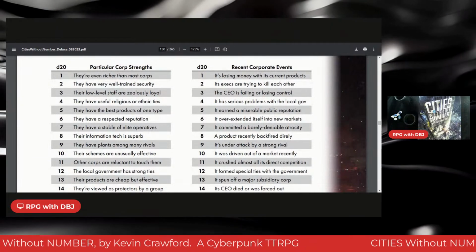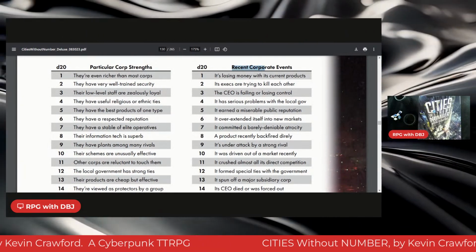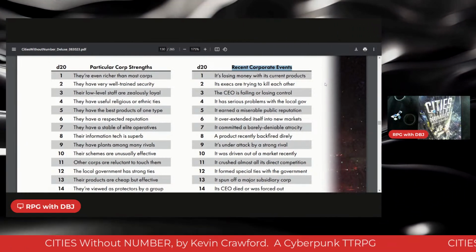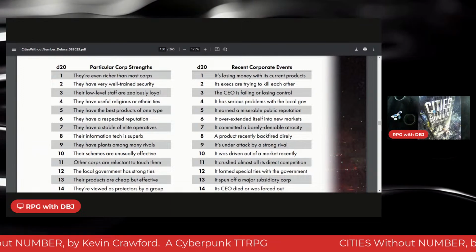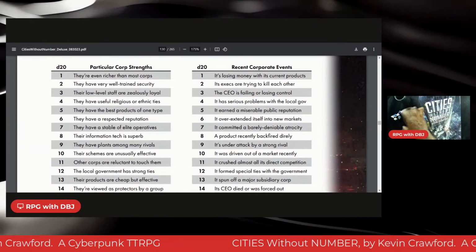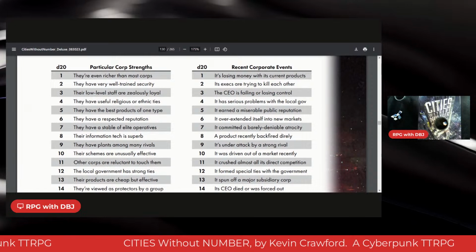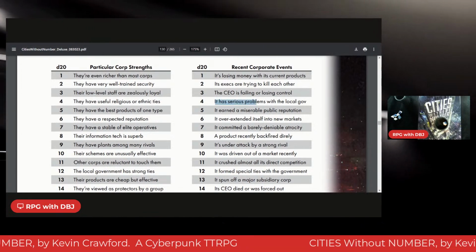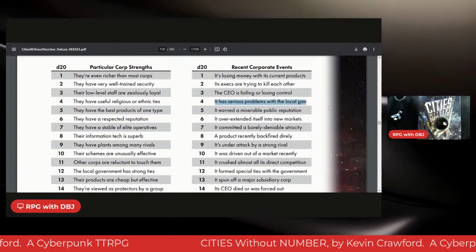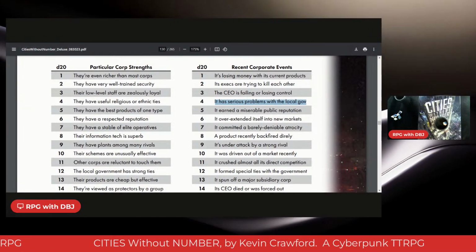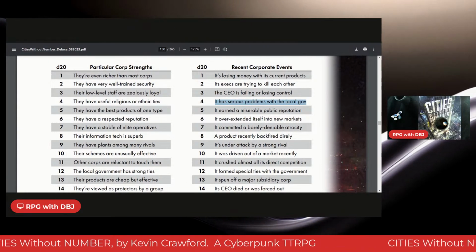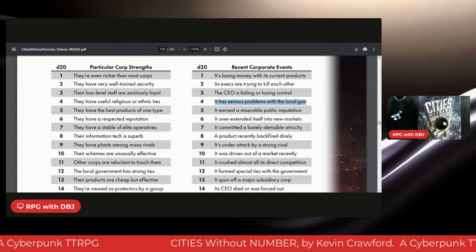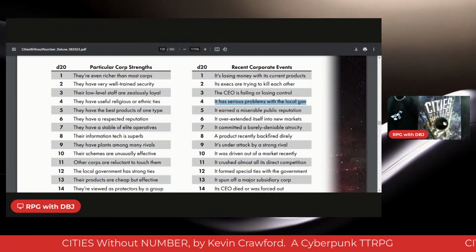What I like here is this part about recent corporate events. This keeps the world feeling like it's moving despite what the players do, right? So let's get ourselves a number 4. It has serious problems with the local government. So maybe the corporation and the government are at odds with each other. More likely than not, the corporation is more powerful, more influential than the local government itself, but whatever.